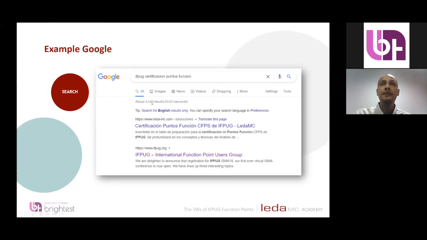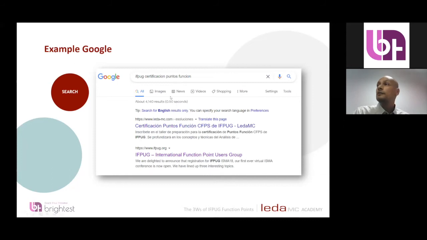Okay, now let's count the DETs in here. The first DET is the text box in which we write the things that we are looking for. The second DET will be the button that starts the action. This button is going to say, okay, go search this. This next DET would be the number of results. The next one will be the time that it took to get the results.